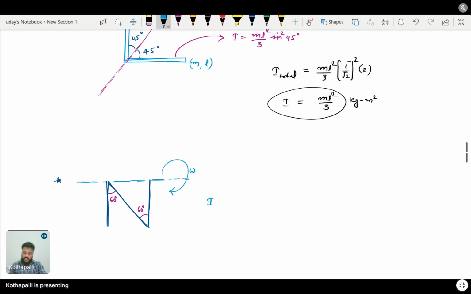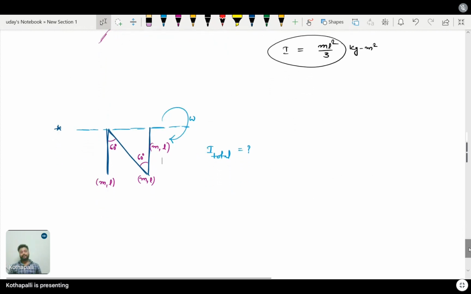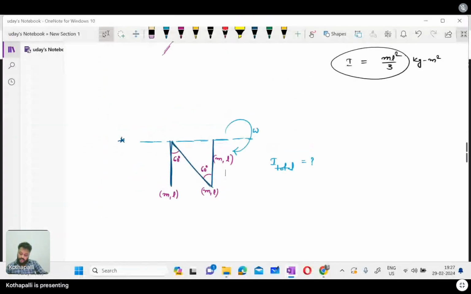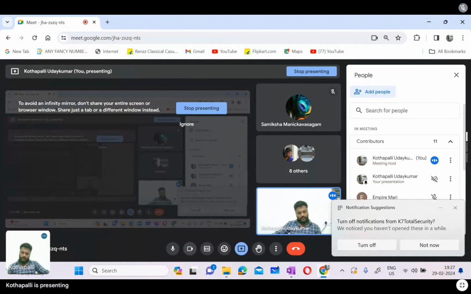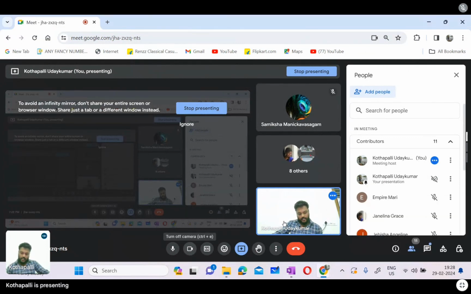So my question is: what is the total moment of inertia of this letter N if each part of this N has mass M and length L, mass M and length L, mass M and length L? You have to solve it and post the answer in the message. Make it fast. I'll give you just 2 minutes. Purida, are you there or did you leave the class? Try.